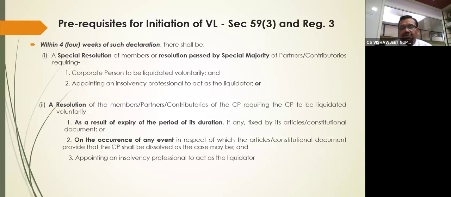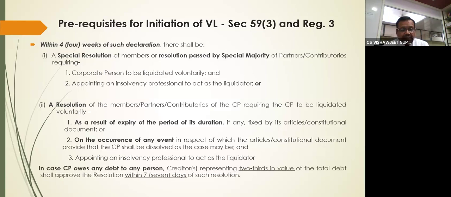In the case of a company, the constitutional document is the memorandum and articles of association. In the case of an LLP, it is the LLP agreement, and in the case of other companies, there must be a memorandum and articles of association. So if certain occurrences have been written in the constitutional document and they have happened, the members can pass the resolution with a simple majority for liquidating the company voluntarily, and then appoint an insolvency professional to act as liquidator.